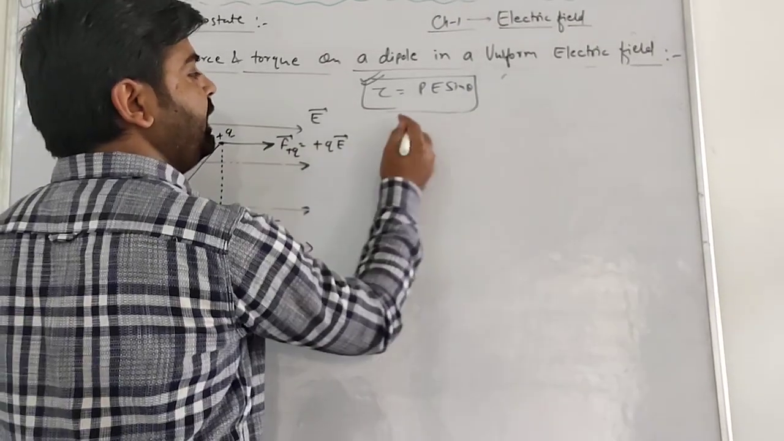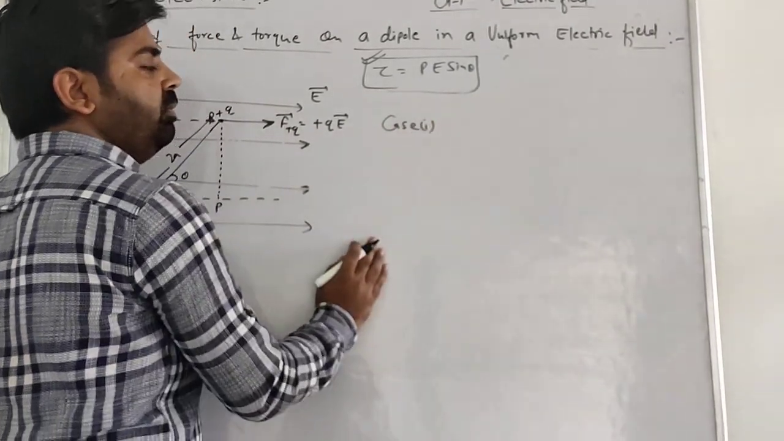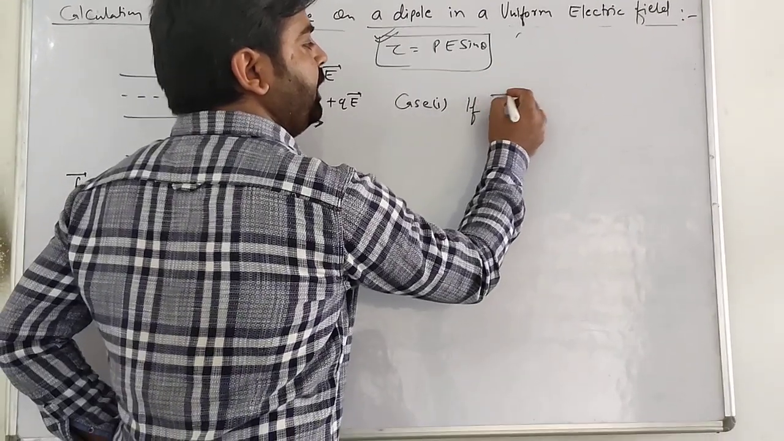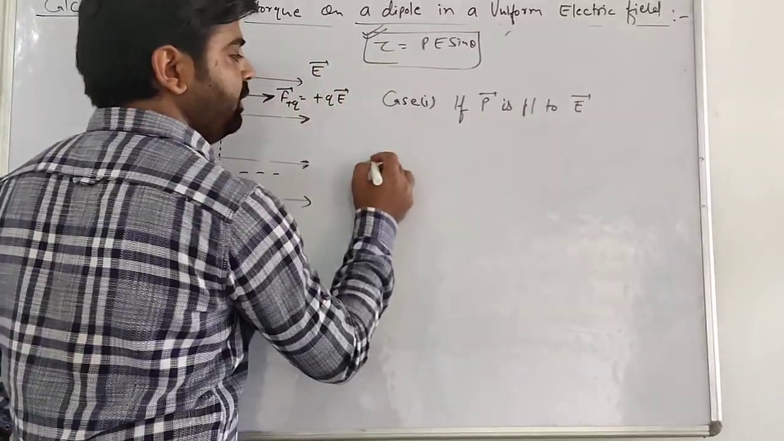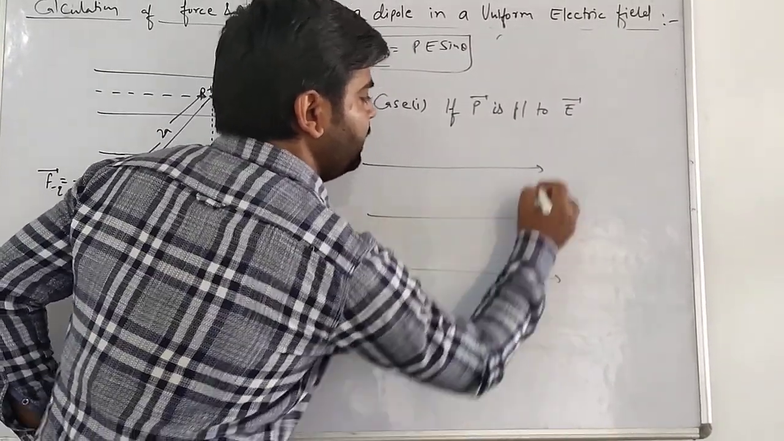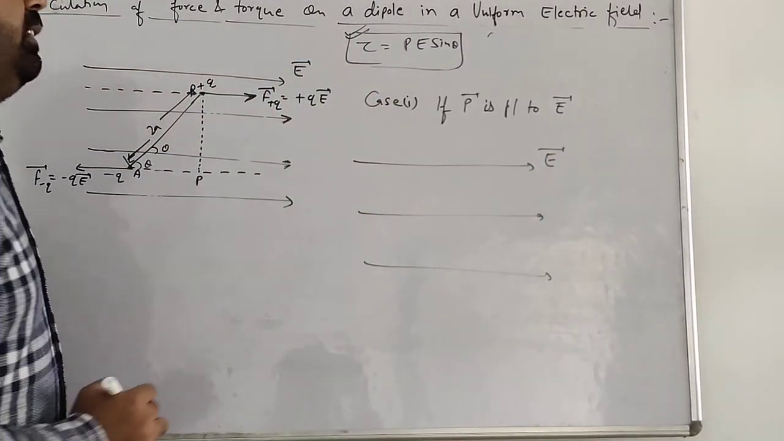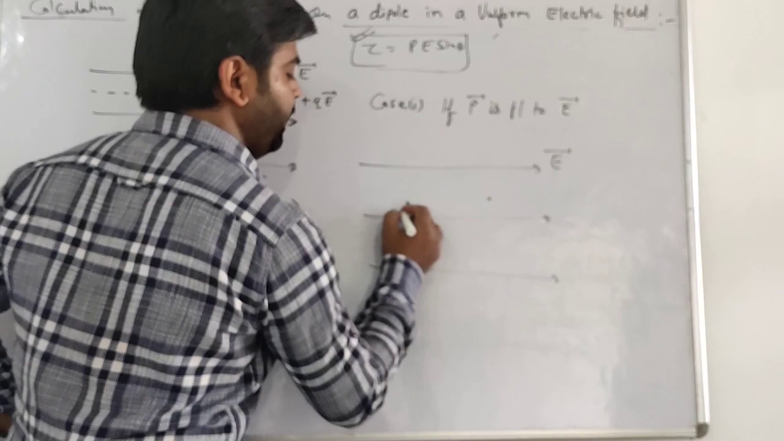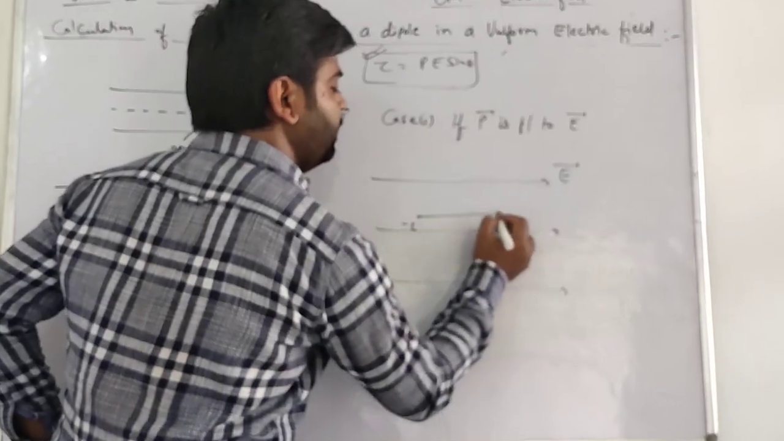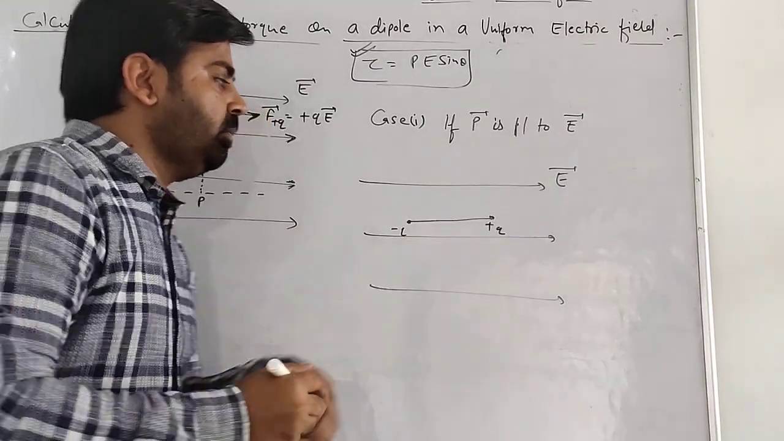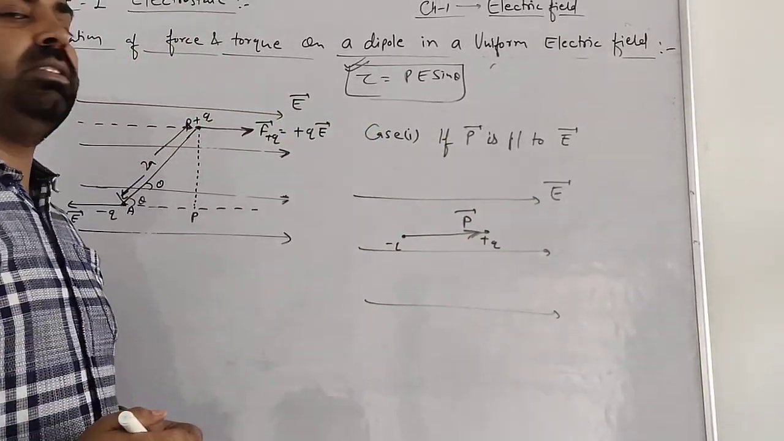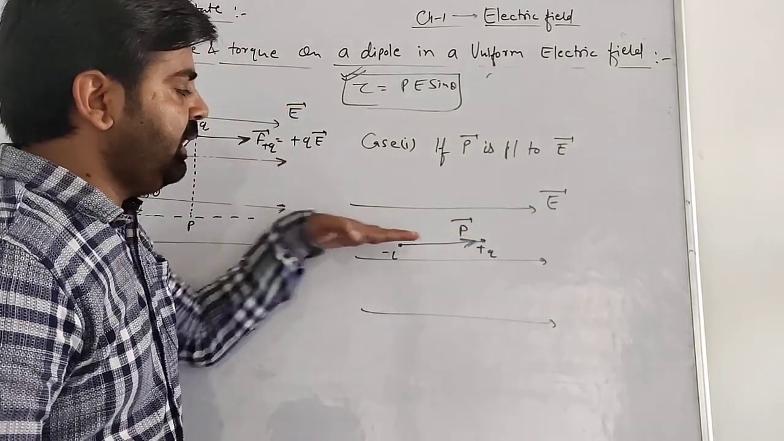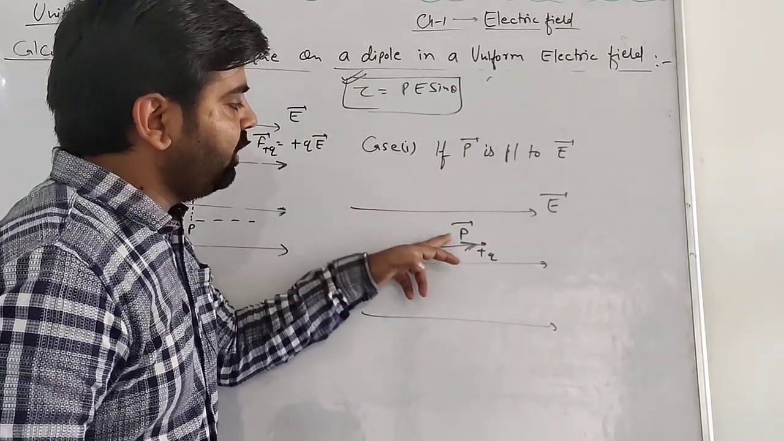First condition, case first, which is if P vector is parallel to E vector. Here this is E vector direction and P vector. Minus q and plus q charges are drawn in this way. The direction of P vector is from minus q to plus q. So P vector direction is here, and E vector direction is also in the direction of P vector.